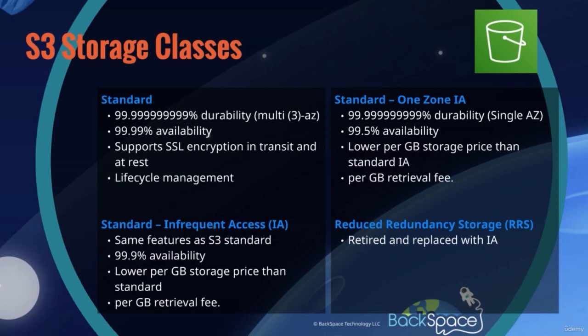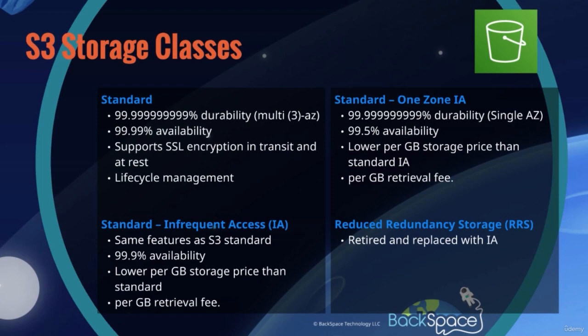The next one there is standard infrequent access. So we've got objects that we're not going to be accessing that regularly. We might consider infrequent access. That's going to have the same features as S3 standard. It's going to have a slightly lower availability of 99.9%, and it's going to have a lower per gigabyte storage price than standard. But there is a trade-off. You're going to be paying a per gigabyte retrieval fee. So if you're going to be accessing it regularly, it's going to probably cost you more than using standard.